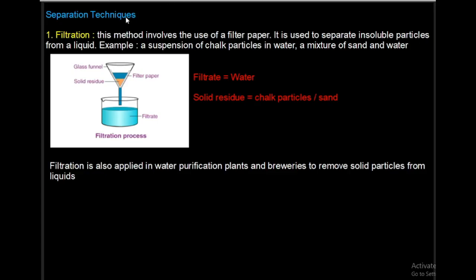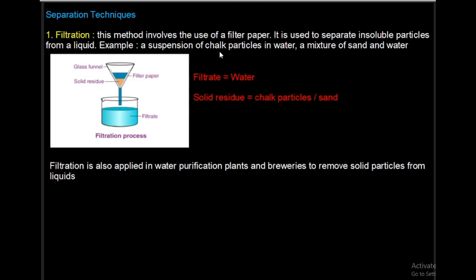Now we are going to be looking at different separation techniques. There are different physical methods employed to separate different mixtures. Number one, we have filtration. Filtration is a method that involves the use of a filter paper. It is used to separate insoluble particles from a liquid. Insoluble particles are simply particles that do not dissolve in the liquid.